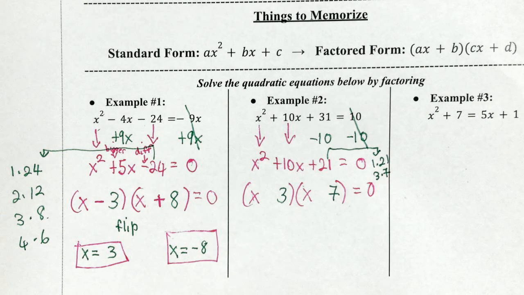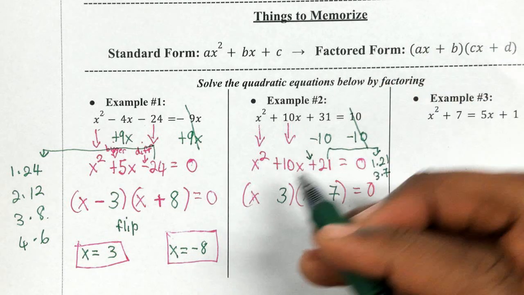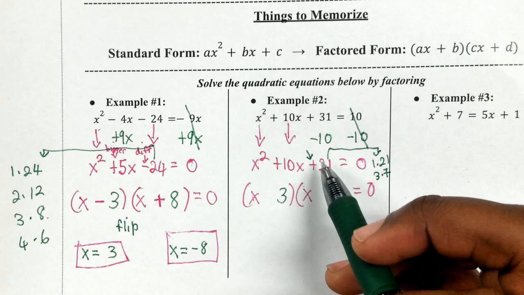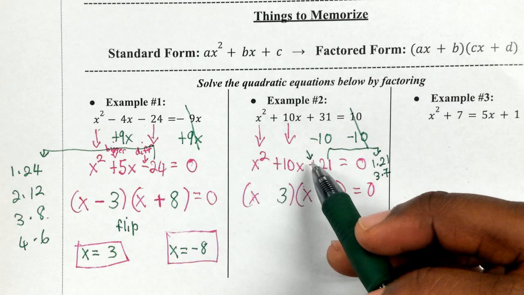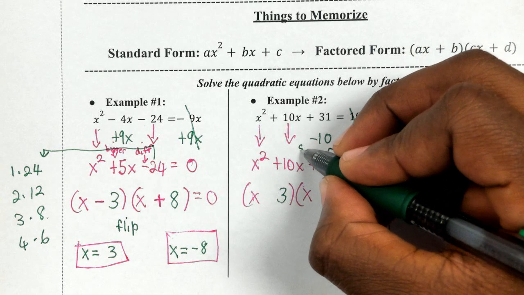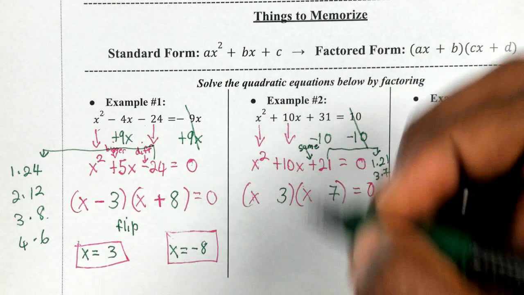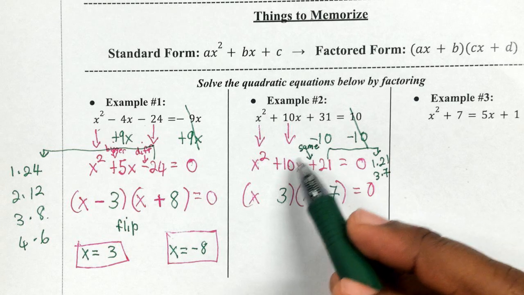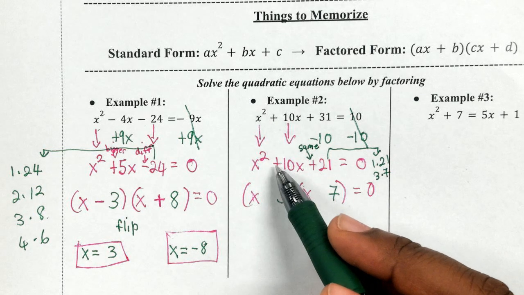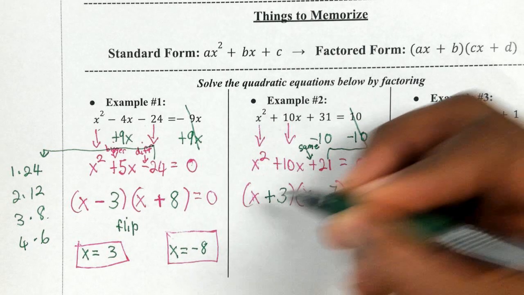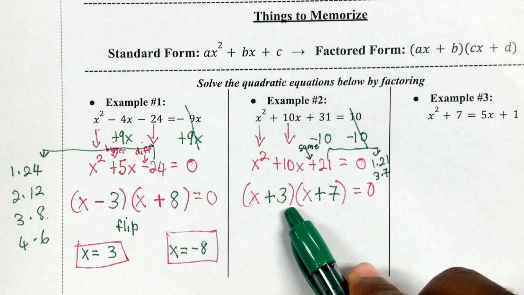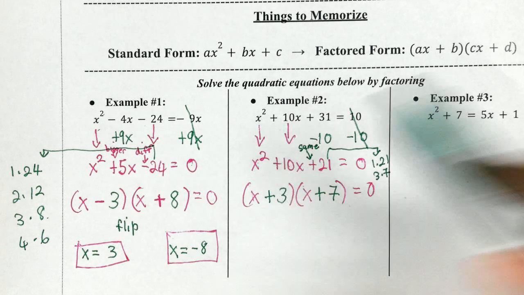When you see a positive here, guys, because again, when it was a negative right here, we thought about different, but when you see a positive right here, you think about same. So again, what 2 same signs gives you a positive 10? Yup, 2 positives, because 3 plus 7 is 10.